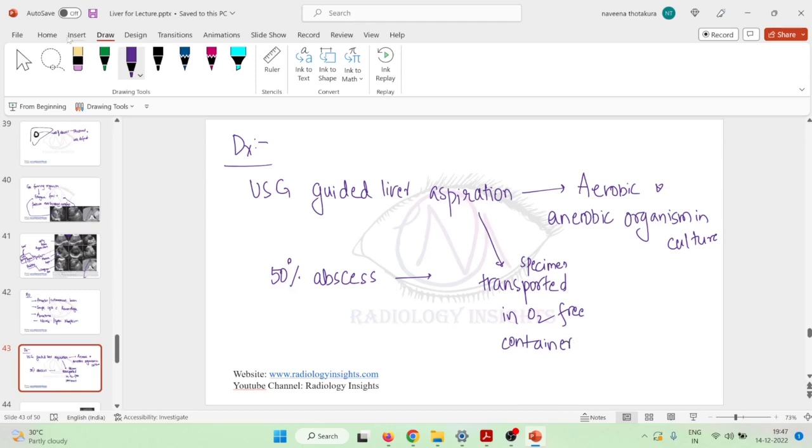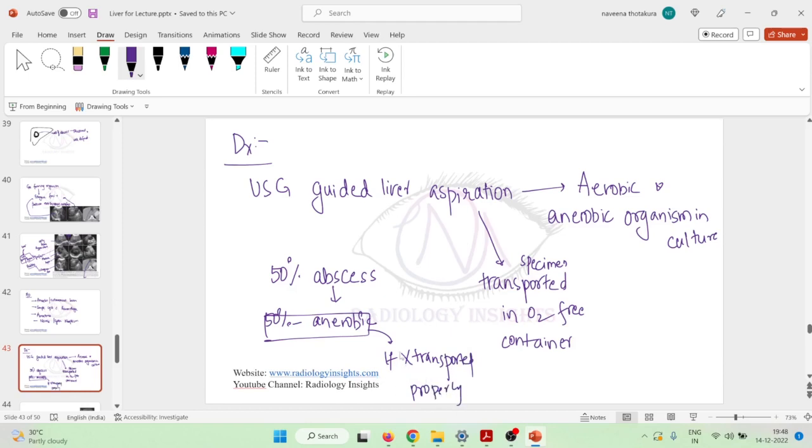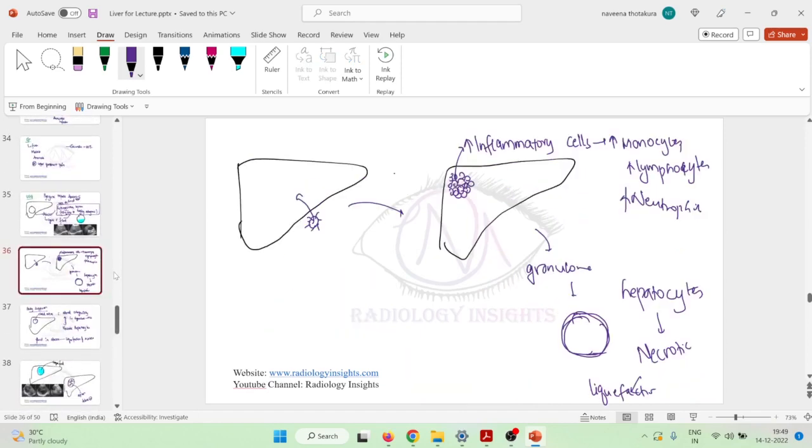So if you remember, at the first I said 50% of abscesses are actually anaerobic. So these anaerobic abscesses, if not transported properly, that is, if this specimen comes in contact with oxygen, then the anaerobic organisms which are responsible for the liver abscess are killed. As a result, the result will be sterile. Though there is some infection, it comes out to be sterile because of failure to transport the specimen properly.